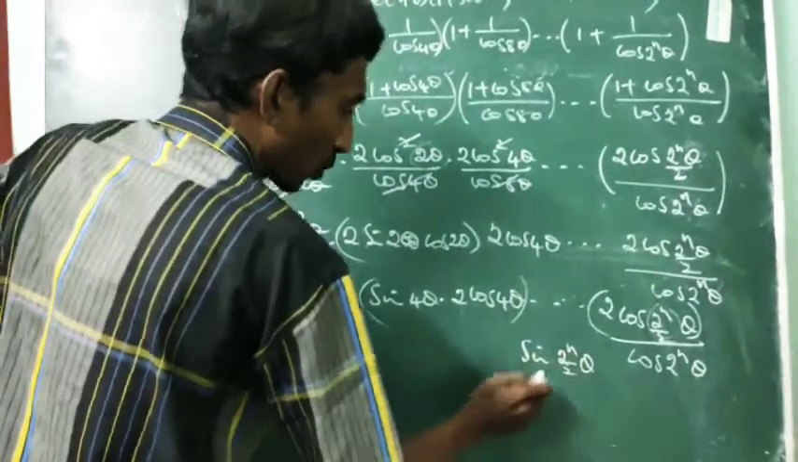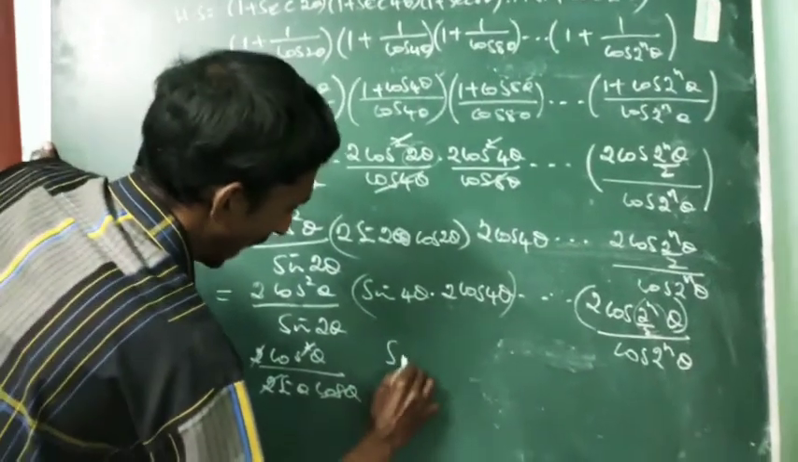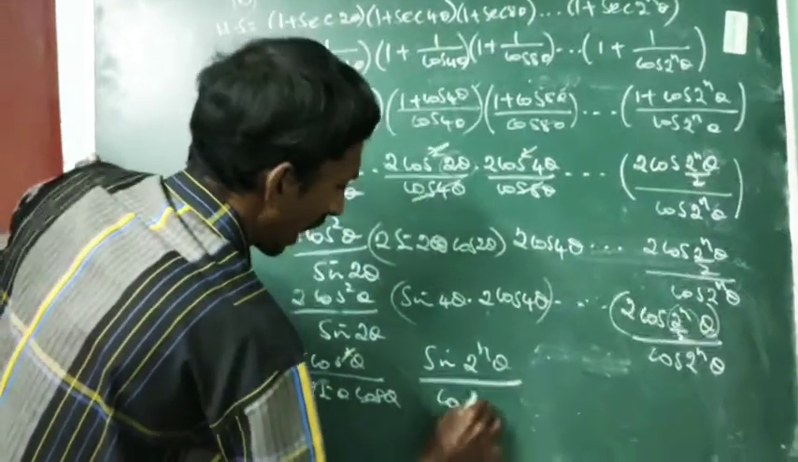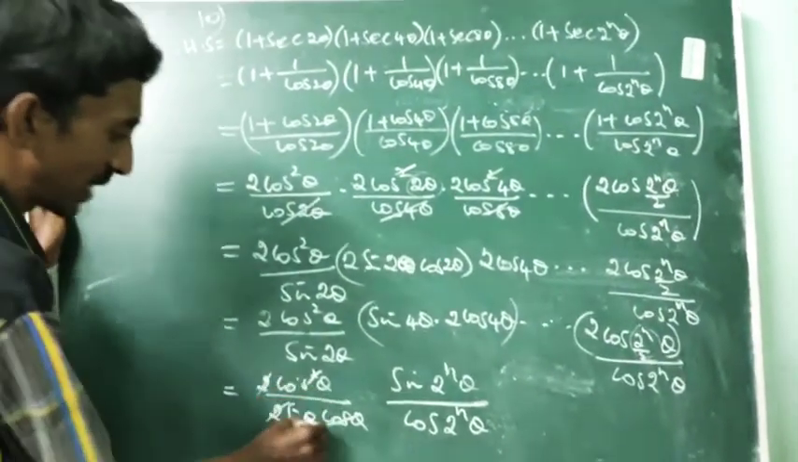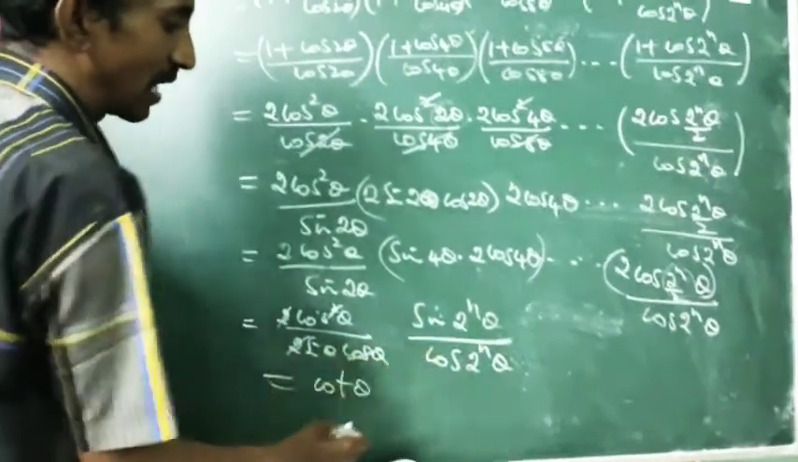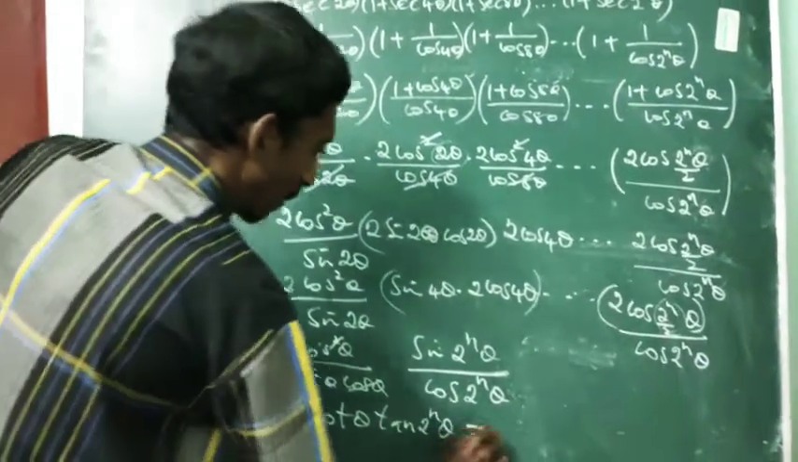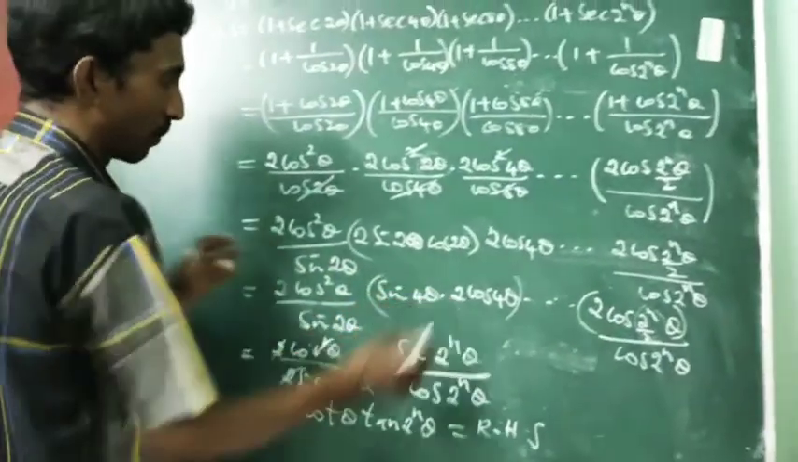If you apply this, 2 cancels, so we are getting sin 2 power n theta by cos 2 power n theta. So cos by sin becomes cot theta, sin by cos becomes tan. So tan 2 power n theta. That is the RHS. Only you have to remember this step.